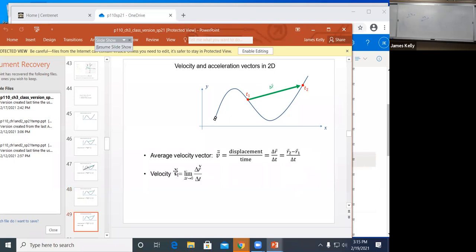Oh, yeah, I forgot my symbol's not showing up here. This is supposed to be a little arrow over the top, not a V. So this is V with a little arrow over the top, and this is R with a little arrow over the top there. Sorry about that. Didn't translate from my computer well.